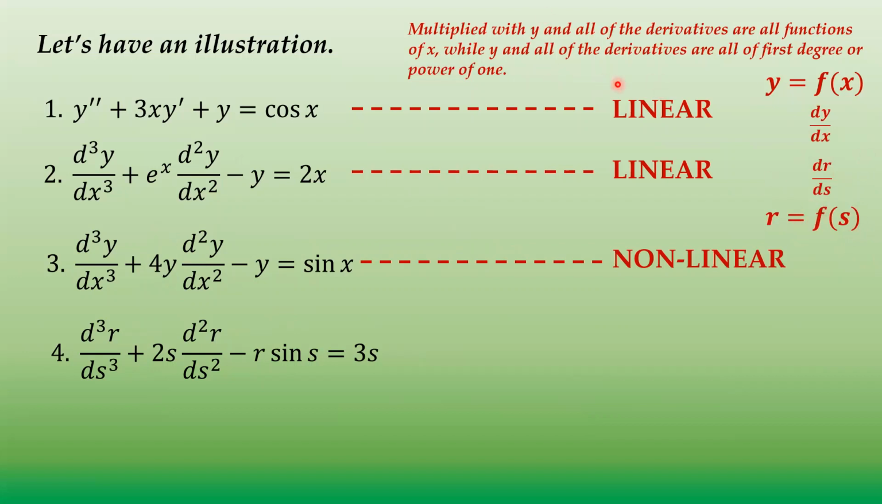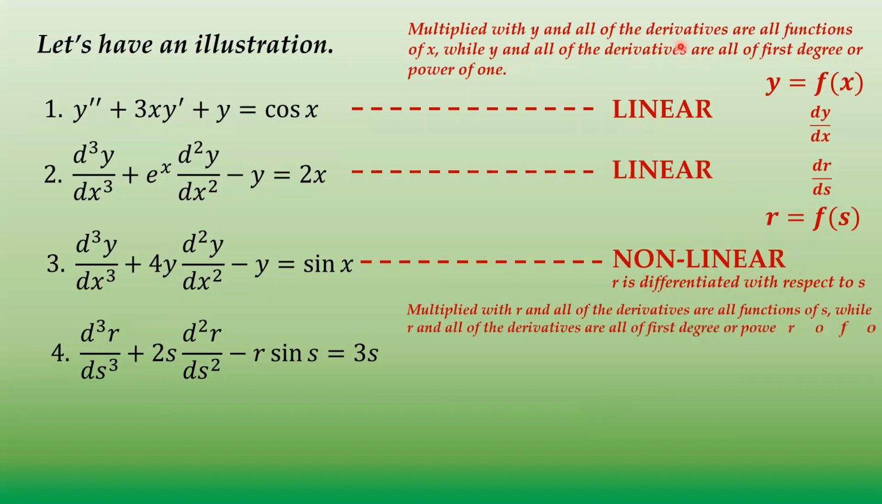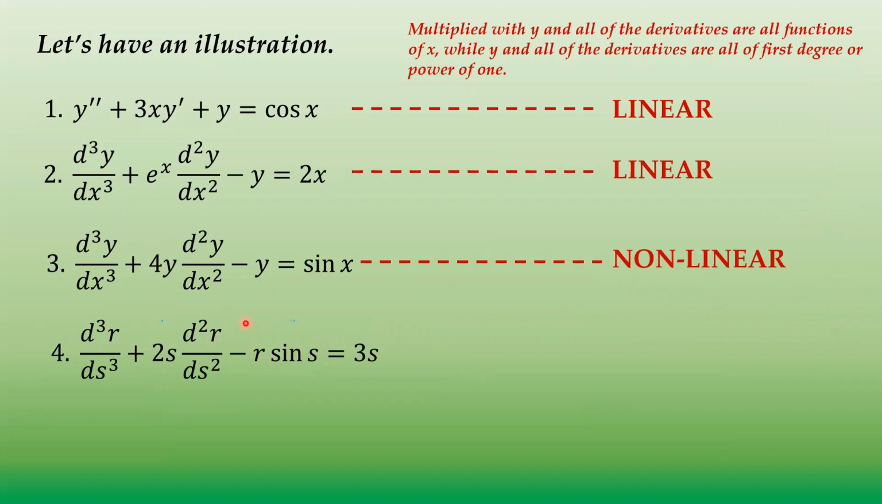So, basing on the definition above, it means we have R and its derivatives with respect to s. Again, by this definition, what is multiplied to r and all of the derivatives are all functions of s, while r and all the derivatives are all of first degree or power of 1. So, that is how it should be. Compare here. What is multiplied to r and to all of the derivatives should be all functions of s. So, sine s, 2s, this is a constant. So, we check the first condition. And then, r and the derivatives are first degree, functions of s.